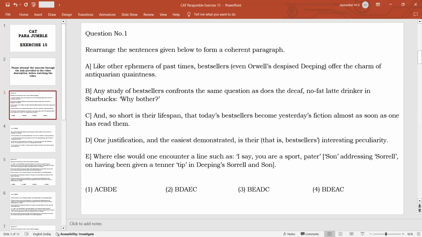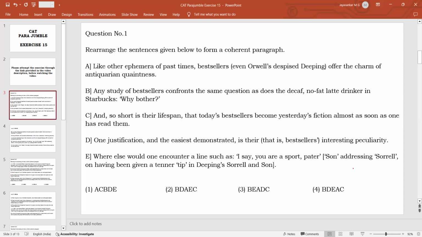Even Orwell's despised Deeping. So we are quoting about one book, and you can see that this statement is also quoting about the same book. It says, where else would one encounter a line such as "I say, you are a sport, Pater"? I say you are a sport means you are a good friend, a person having a sporting sense of character.